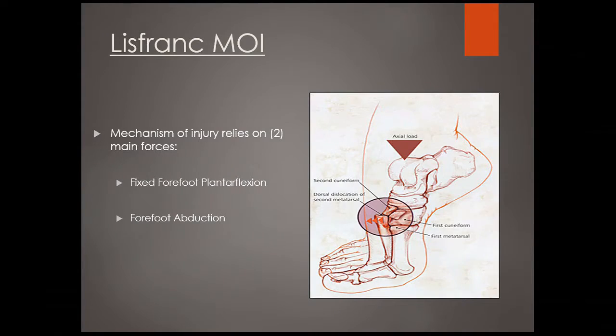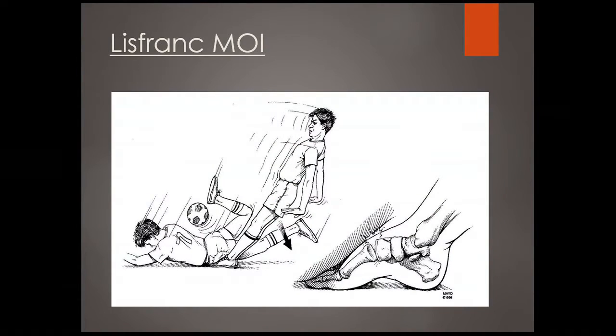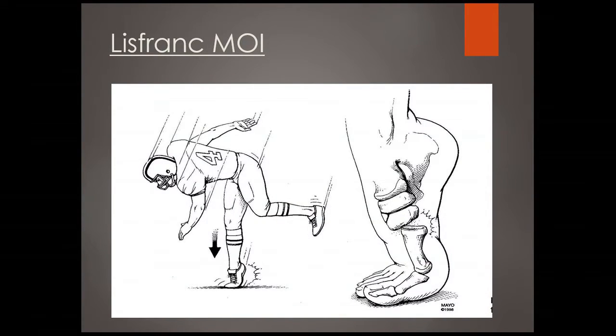So we'll see how that pans out for him. The Lisfranc mechanism of injury relies on two main forces: a fixed forefoot plantar flexion and a forefoot abduction. I'm going to show you some examples of how this injury actually happens. As you can see, you're getting a dorsal displacement of the injury. It can happen plantarly, but it's rare because the ligaments on the top are much weaker than the ones on the bottom, so it's likely to displace dorsally.